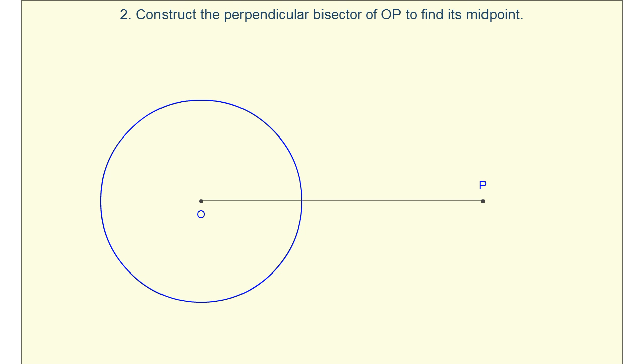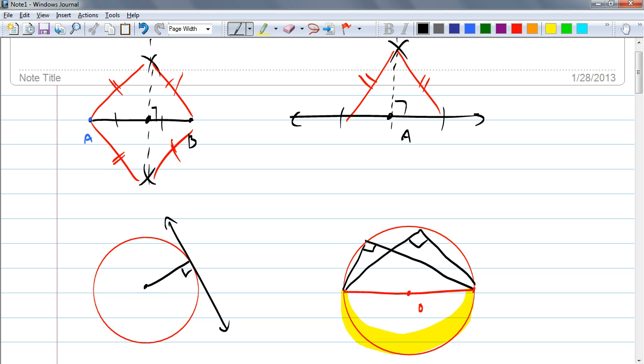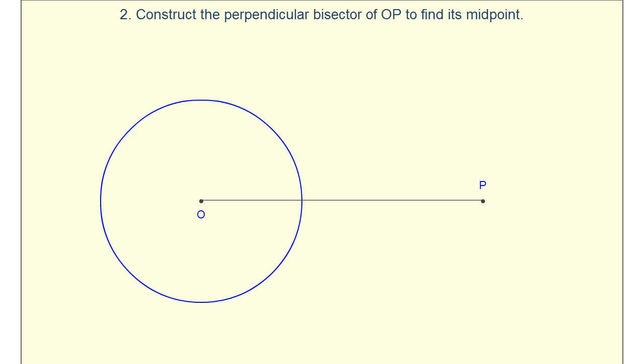To find the midpoint of OP, what do we do here, Josh? What do you think? Think about what we did here. We reviewed a little bit. How do we get a midpoint? Do you remember what we did before? Look at the very first construction we did. We had a segment AB and we were able to draw a perpendicular bisector. Well, that would give you a midpoint, wouldn't it? Do you remember that? So what are we going to do, Josh, here?